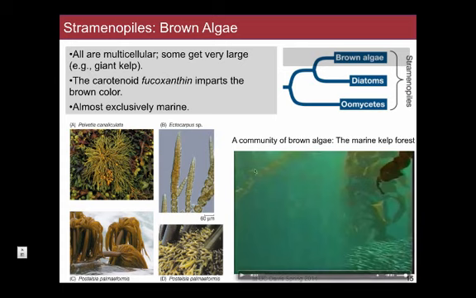Some, like giant kelp, get very large. Some are quite small. They're almost exclusively marine, which means they're in salt water, not fresh water. And the brown color of a lot of them comes from this particular type of pigment. We'll talk more about them when we talk about the evolutionary history of chloroplasts, because they have a really strange history behind them. They are photoautotrophic, they have chloroplasts, but they have this unusual history of their chloroplasts.